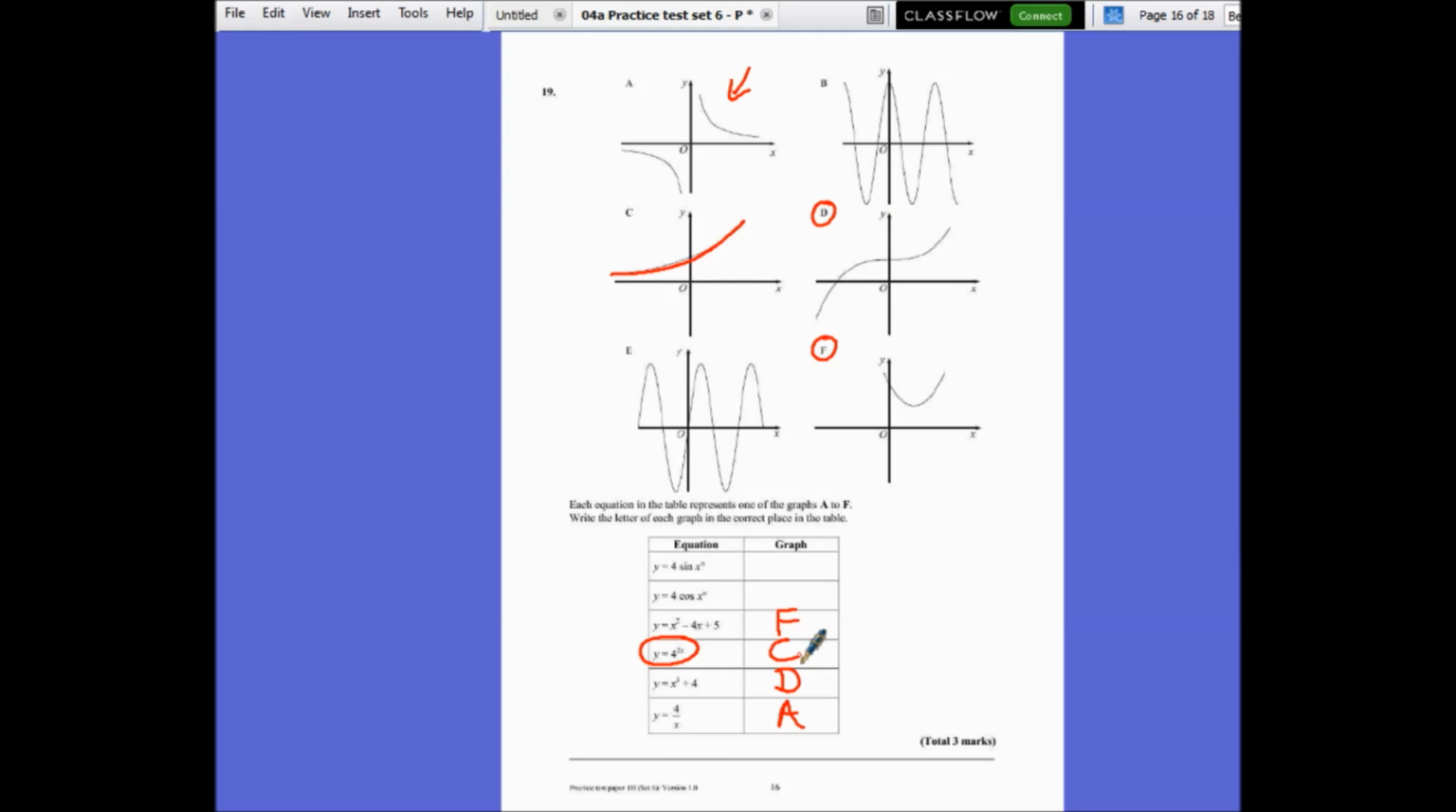The two that we're left with are the trigonometry ones. So we've got sine x and cos x. Now, you've got to know that sine of 0 is 0. So the sine graph will always start at 0. So the sine graph must be E because it starts here at the origin. So that would be E, and it would leave us with the cos graph being B.